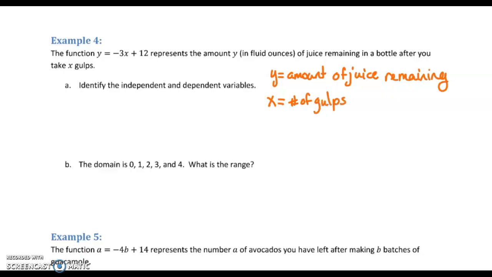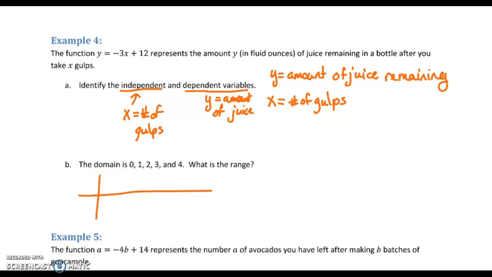So the independent variable is x. So independent is x, which is number of gulps. And dependent is going to be y, which is amount of juice, because if you take 1 gulp or 5 gulps, that's going to majorly change how much juice is in the bottle. So the amount of juice in the bottle depends on how many gulps you've taken.